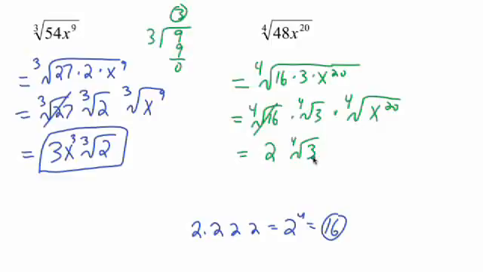I'll put that down. And here, again, we'll do our little division trick. 4 goes into 20 5 times with a remainder of 0. So this gives me an x to the 5th out here. Again, a little hard to read. That's 2x to the 5th times the 4th root of 3.